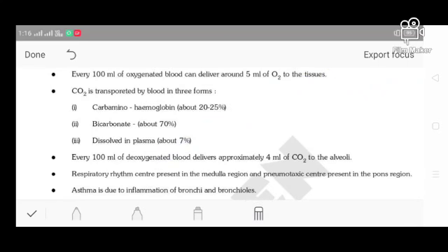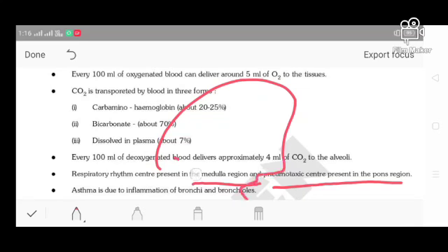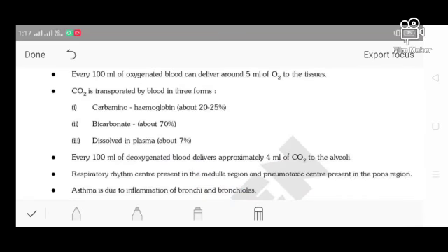After that, my dear friends, the respiratory rhythm center. What is the respiratory rhythm center? The respiratory rhythm center is present in the medulla region, and the pneumotaxic center is present in the pons region, in our brain. If this is our brain, this is the posterior side of our brain, and we can see the pons region. Here the medulla oblongata is present. In the medulla oblongata region, we have the respiratory rhythm center. When it is disturbed, our respiration stops, and the patient may die.